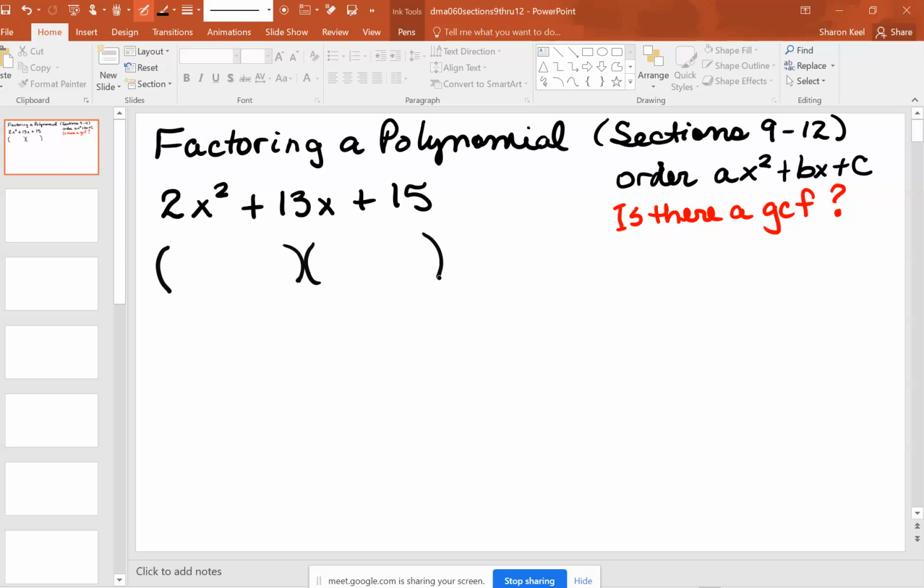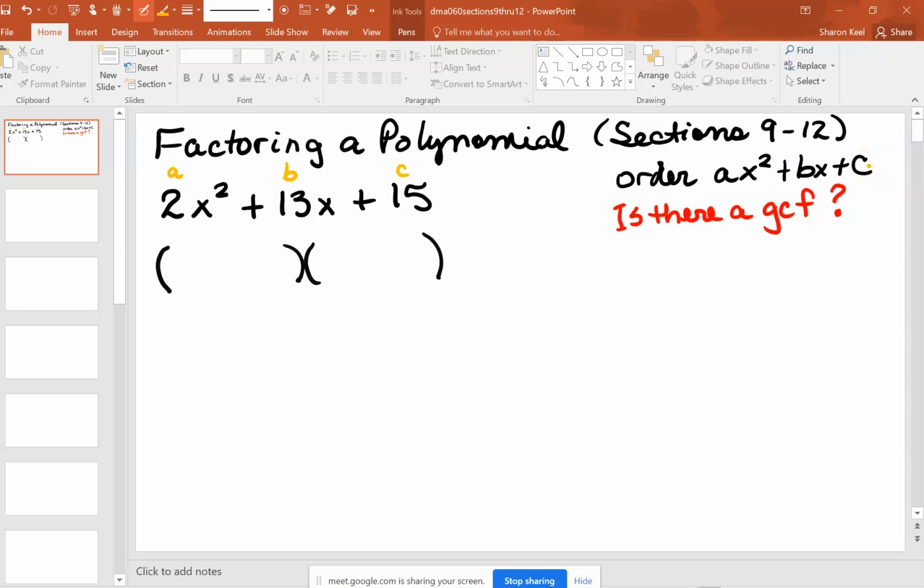What we're going to do when we factor, do you see how we have the ax squared plus bx plus c? The 2 is the a, the 13 is the b, the 15 is the c. So let me just label those. This is the a, the 13 is the b, the 15 is the c. We want to be able to know what those values are.